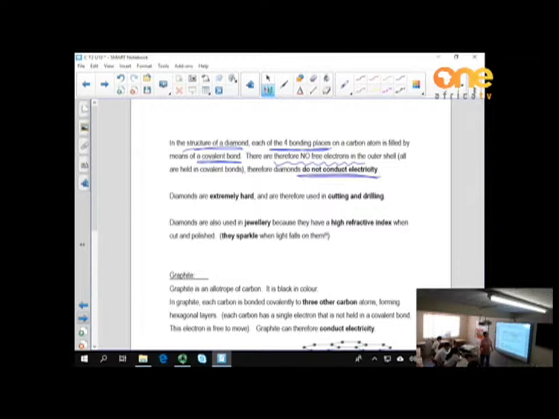Where do we use them? Because they are extremely hard, we use them for cutting and drill bits. Very hard points that don't need to be sharpened all that often. It's usually the lower grade. They talk about industrial grade diamonds.